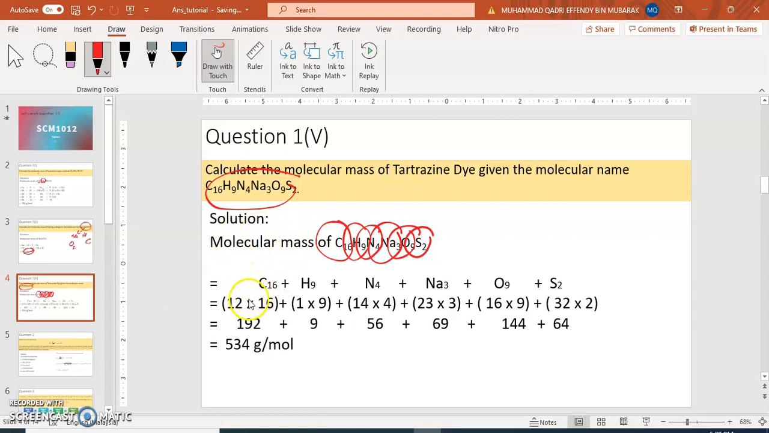So for carbon, it is 12 times 16 plus 1 times 9. For nitrogen, the molecular mass of nitrogen is 14 times 4. Sodium is 23 times 3, oxygen is 16 times 9, and again sulfur is 32 times 2. So we need to solve whatever is in the bracket first.